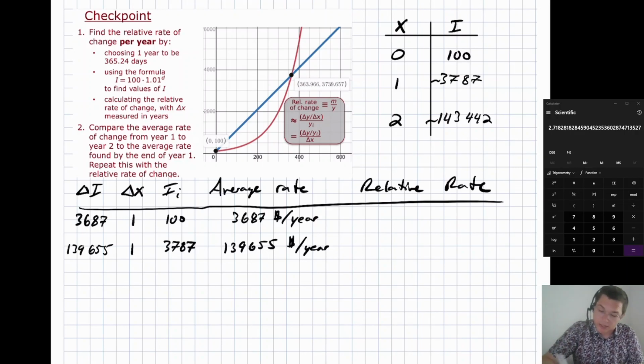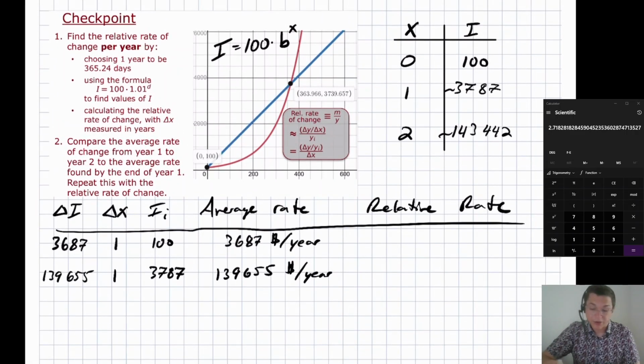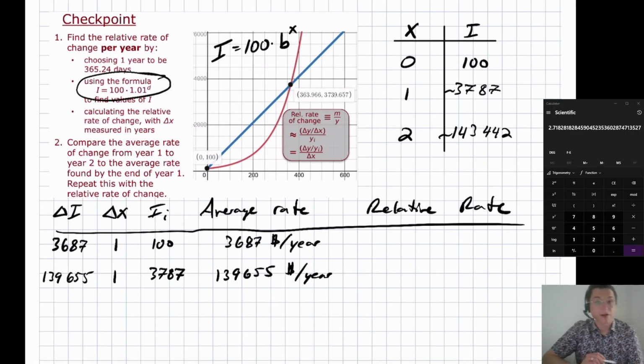It's just good practice, but for now we'll be representing this as I is equal to 100 times b to the x, where x is measured in years. Now, I've started by making out a table, and by using my calculator and this original formula where it was done in days, I was able to find out that at 1 year, I had almost $4,000. And at 2 years, I had $143,000. This is a great investment.